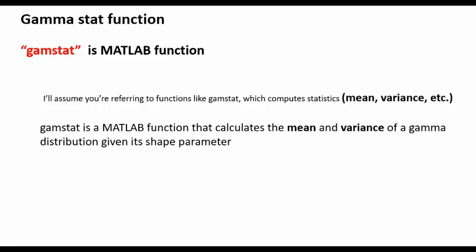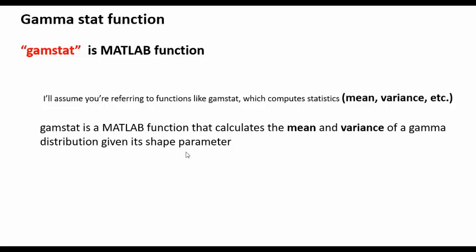The gamstat function is designed to compute statistical parameters like mean and variance in many different problems. We have a simple example for our education. Gamstat is the MATLAB function that calculates the mean and the variance of a gamma distribution given its shape parameter.